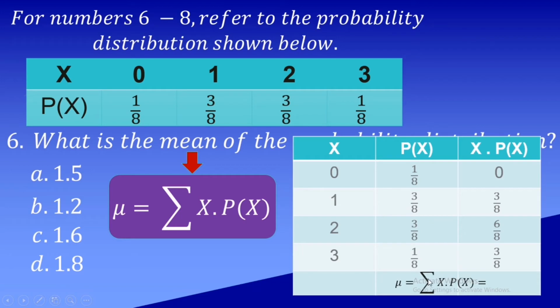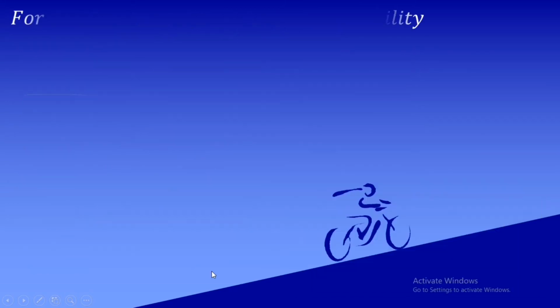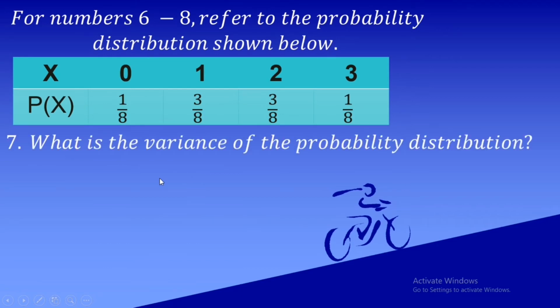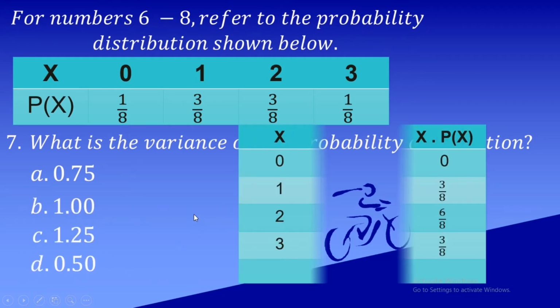So get the sum or the summation. The sum of x times p of x will represent the mean. So 0 plus 3 plus 6 plus 3, that is 12 over 8, which is equal to 1.5. That would be our mean. For number 7, we're using the same table. We're looking for the variance of the probability distribution. These are our choices A, B, C, and D.